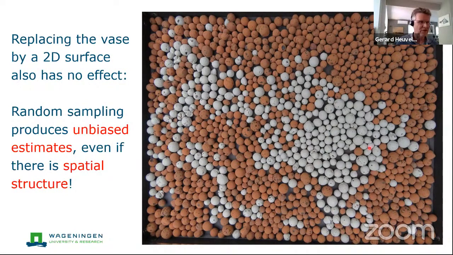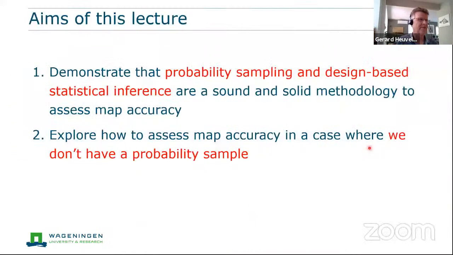This was just a teaser example showing you that probability sampling and the associated design-based statistical inference also work when you sample a spatial area, like in this example, even if there is spatial structure. And that is one of the aims of this lecture. I want to demonstrate that probability sampling and design-based statistical inference are a sound and solid methodology to assess map accuracy. So the example was just a teaser, and we'll go into a bit more detail in the next slides.